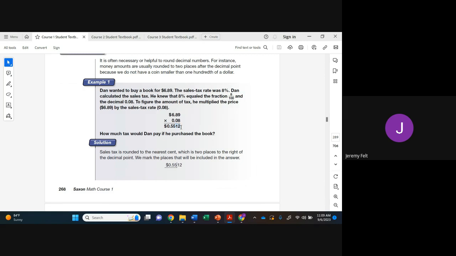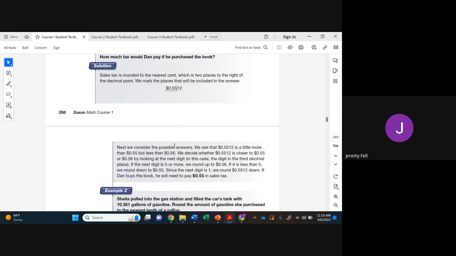So what we do is we round. We want to round this value to two decimal places. So that's our second decimal place. We look to the value to the right. It's a 1, so that tells us we round down. So 55 cents would be how much we pay in sales tax for this purchase amount.